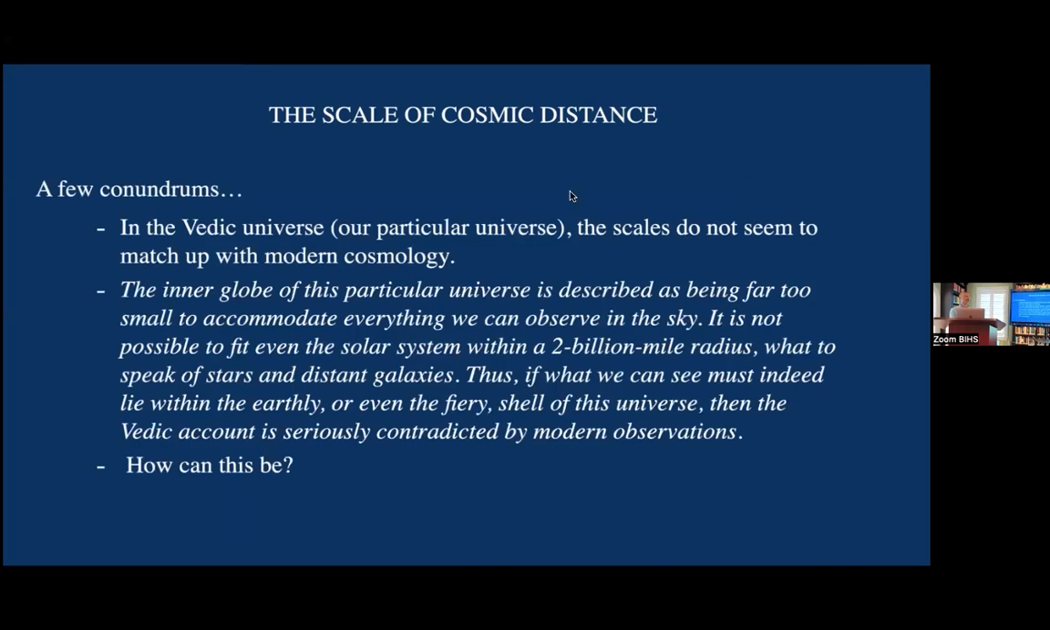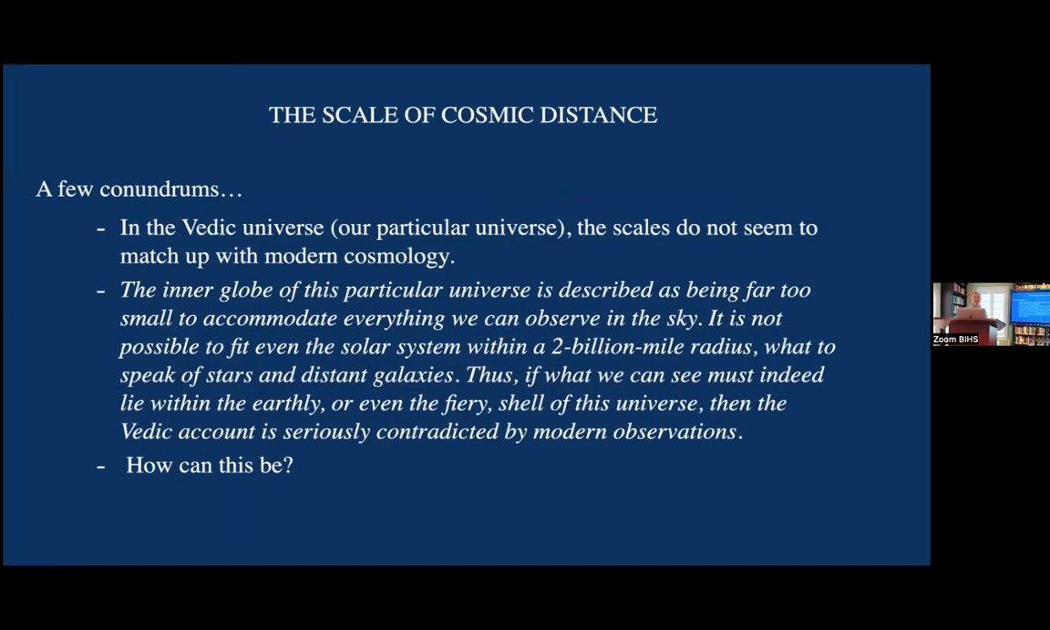Okay, so now we're left with a few conundrums here. In the Vedic universe, the scales do not seem to match up with modern cosmology. The inner globe of this particular universe is described as being far too small to accommodate everything we can observe in the night sky. It is not possible to fit even the solar system within a 2 billion mile radius, what to speak of stars and distant galaxies. This is quoting Sadhgupta. Thus, if what we can see must indeed lie within the earthly or even the fiery shell of the universe, then the Vedic account is seriously contradicted by modern observations.